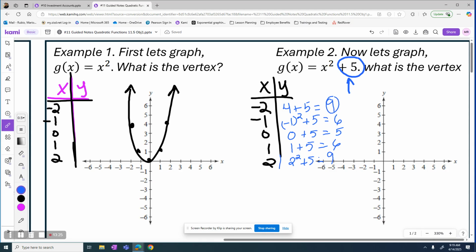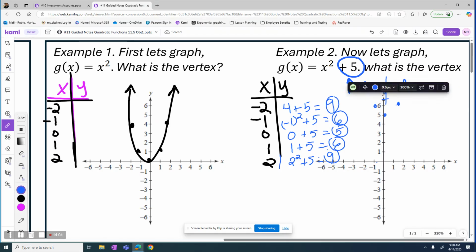Are there any questions? This is usually where I lose people. You're good with this? Where we got this 9, 6, 5, 6, 9 from? So now we're going to plot this. Negative 2 and 9. I'm kind of running out of space, but look, 6, 7, 8, 9. I can kind of fill in the blanks here. So I've got negative 2 at 9. I've got negative 1 at 6. I've got 0 at 5. Okay, so I'm just plotting these. 1 at 6, 2 at 9.